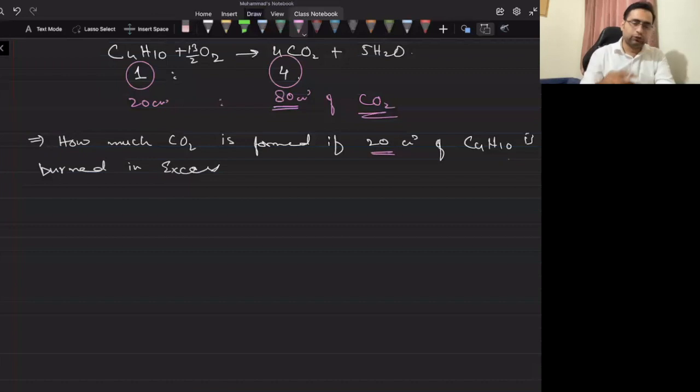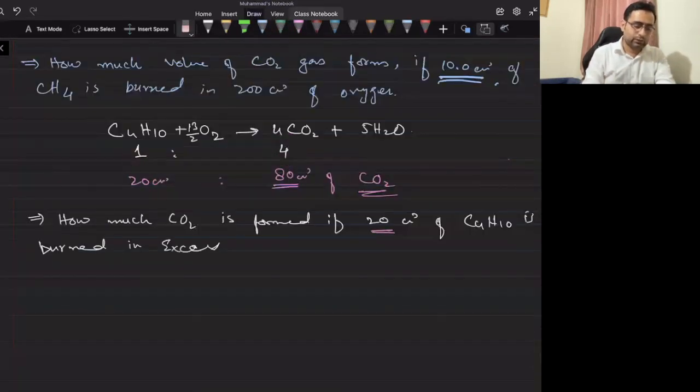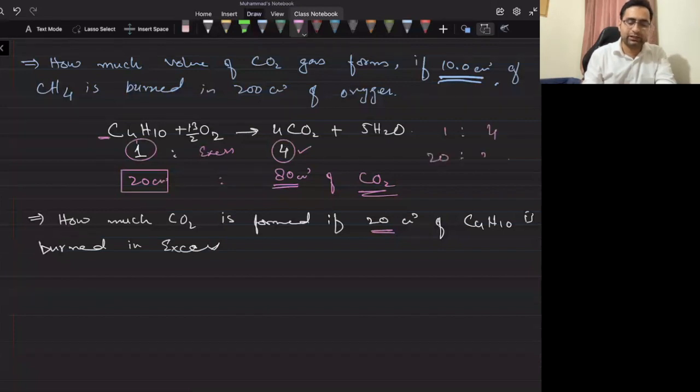For volume, it's simple, you will apply the molar ratio. This is the molar ratio: 1 butane reacts with excess oxygen to form 4 moles of carbon dioxide. So the ratio is 1 to 4. Directly, when you burn 20 cm3, 1 ratio for 20 cm3 will release X. X is going to be 20 times 4, so 80 cm3 of gas will release.